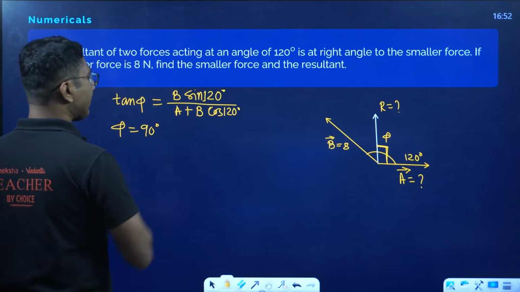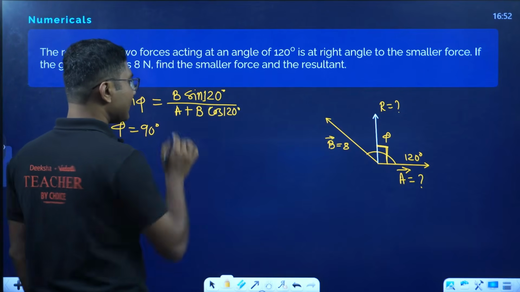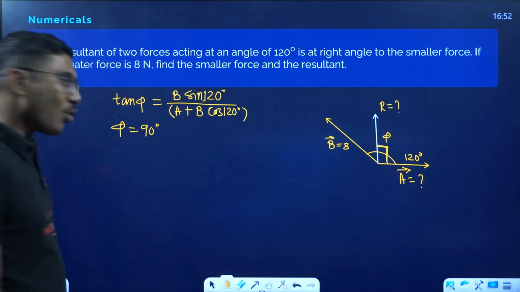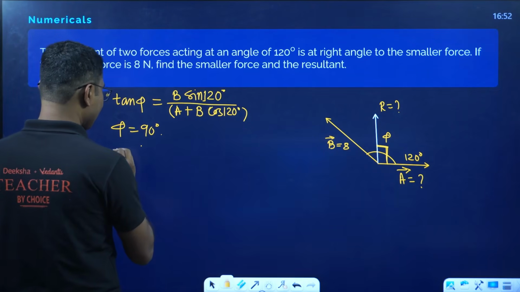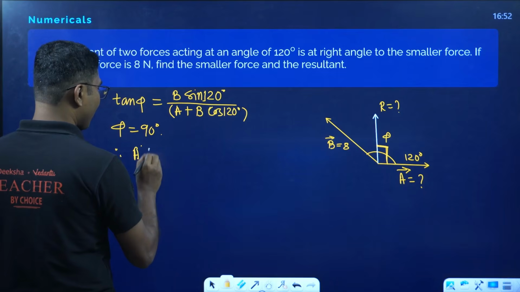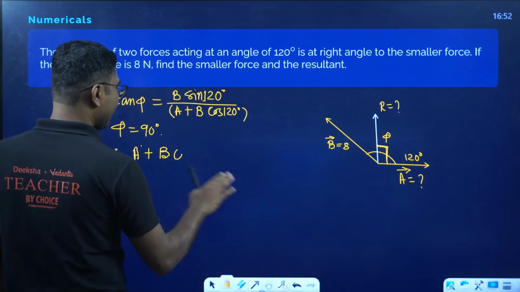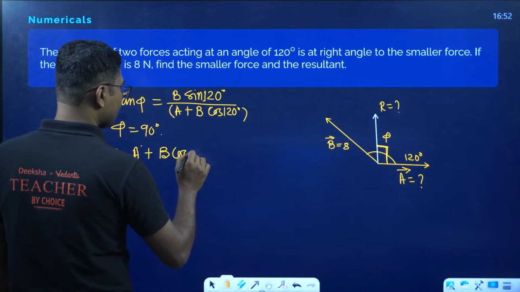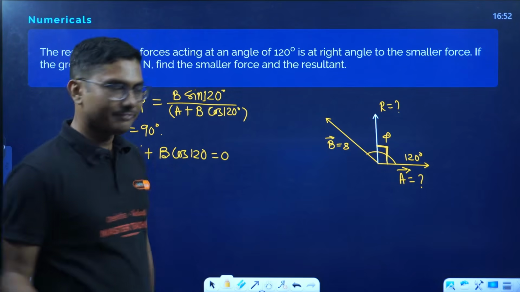The only thing that you need to consider, because it's tan 90, this is a very special case, is that the denominator must be 0. Because phi is 90, you don't need to put the value of tan theta and compare it, because it is only tan 90. You just need to write A plus B cos 120 equals 0, because anything divided by 0 is infinite.